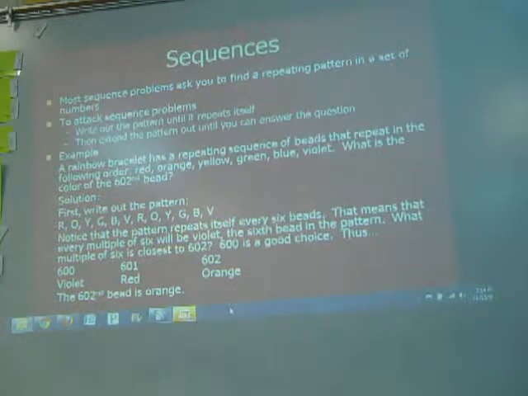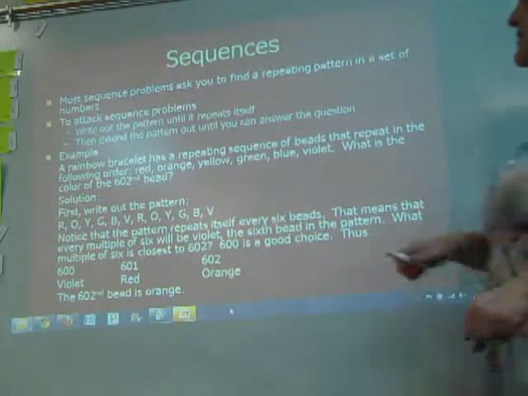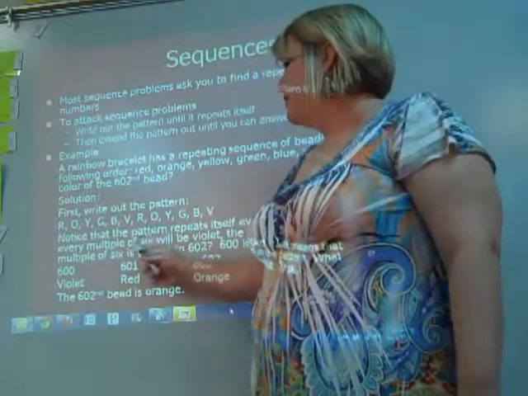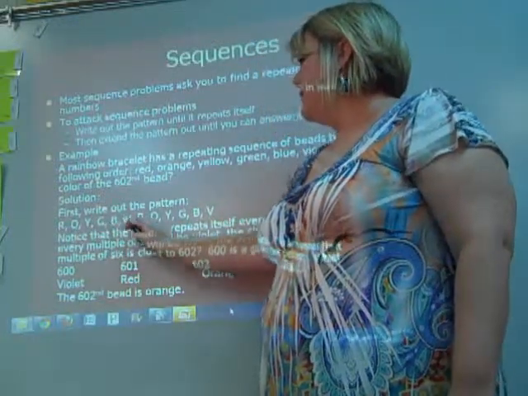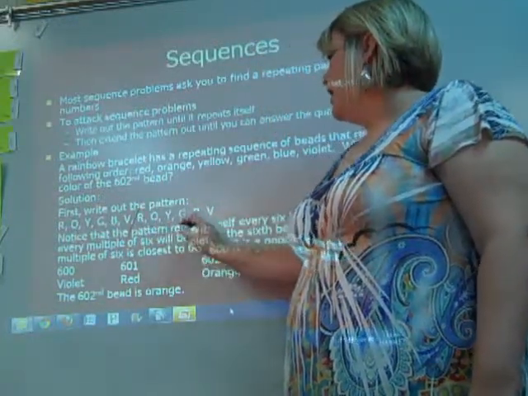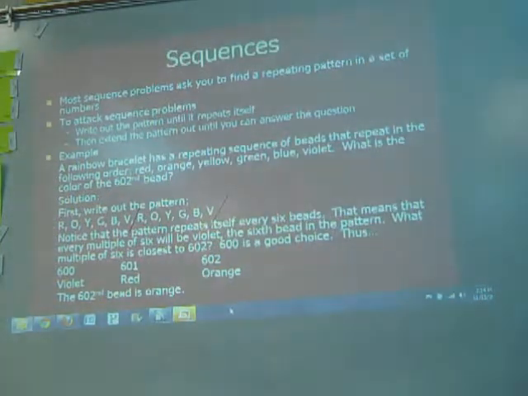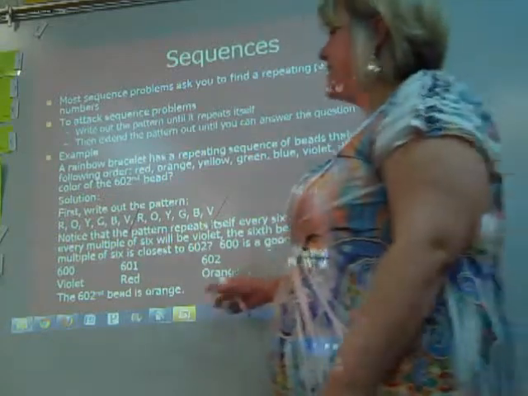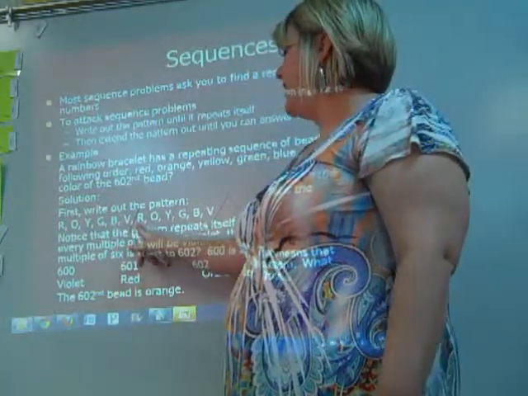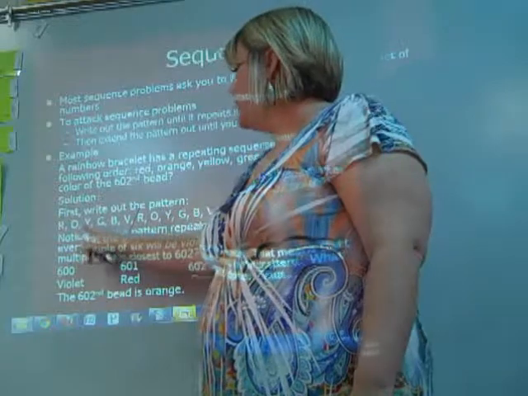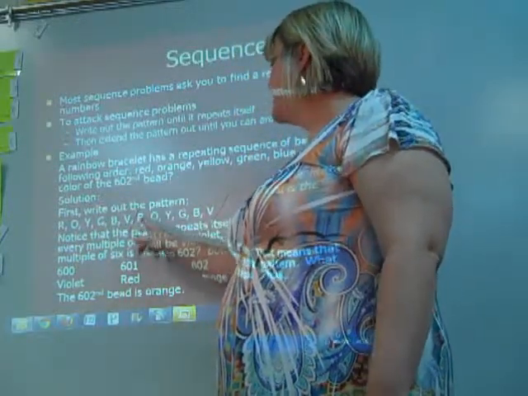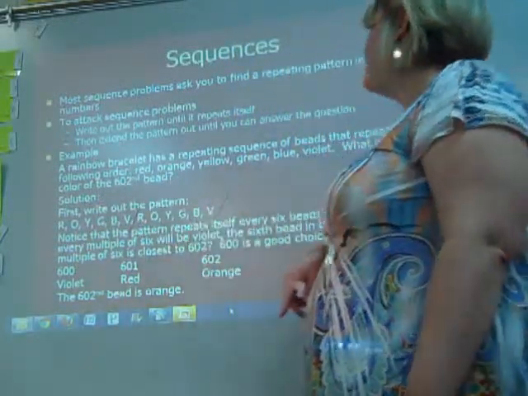You don't want to write it out to 602. The only reason they're asking this is because there's a pattern, and if you figure out the pattern, you can figure this out without having to write out 602 things in the sequence. So if you write out the pattern, we've got ROYGBV. ROYGBV. So that's 2 cycles through the pattern. Notice that the pattern repeats itself every 6 beads. So we go 6 beads and then the pattern starts over again. So 1, 2, 3, 4, 5, 6. 7, 8, 9, 10, 11, 12.